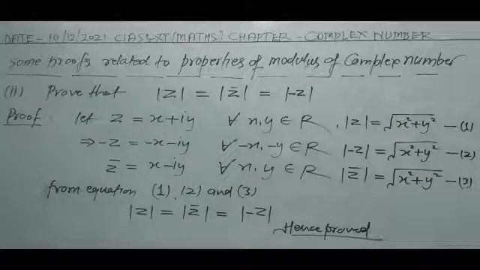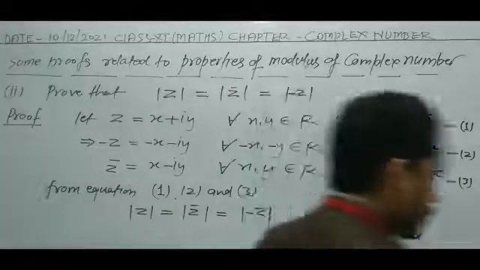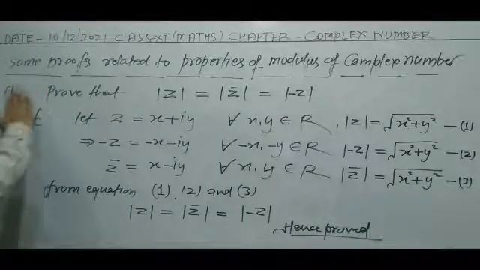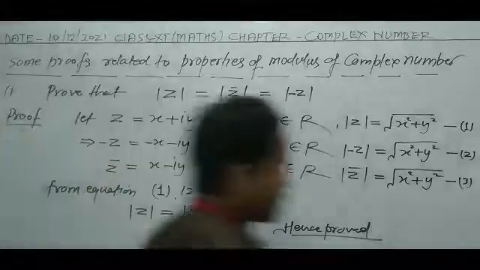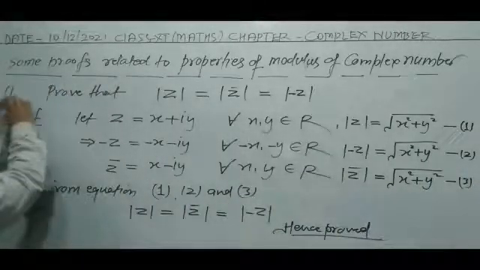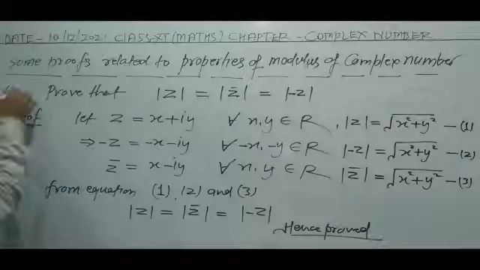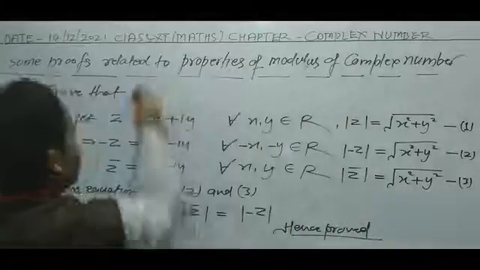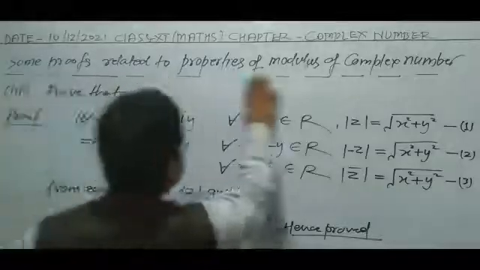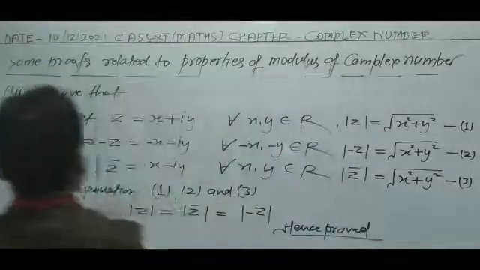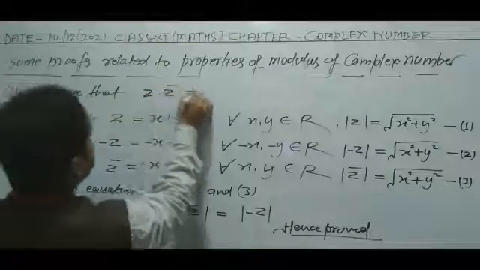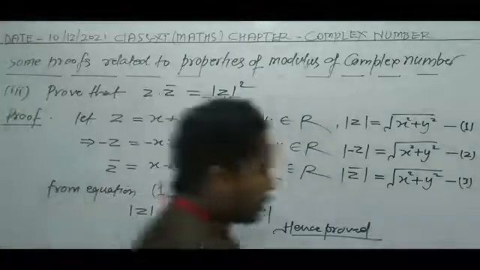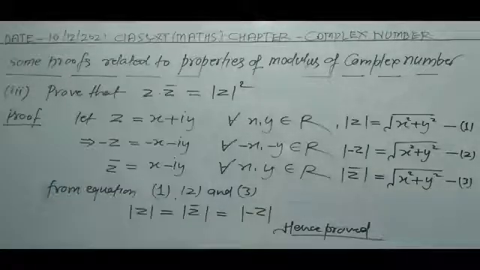Now see, next proof. Next proof is the third proof. So our third proof is: prove that Z into Z bar is equal to mod of Z whole square. So we have considered one complex number Z.